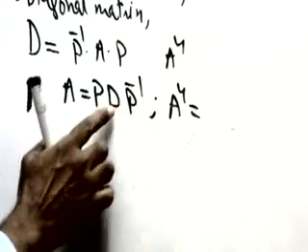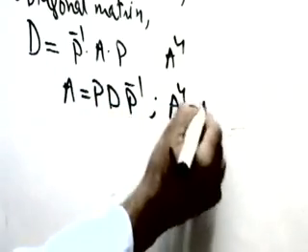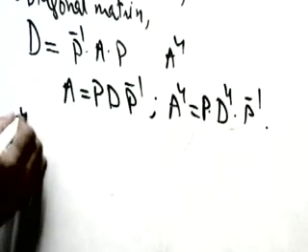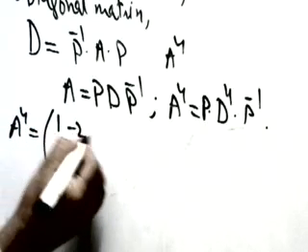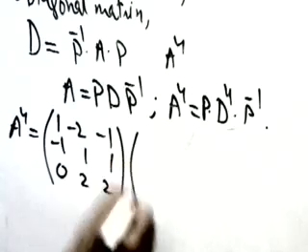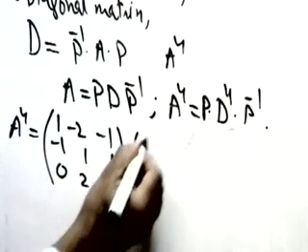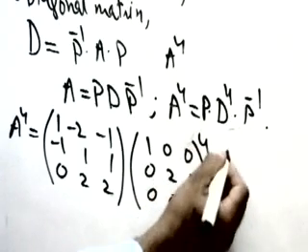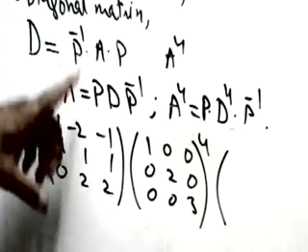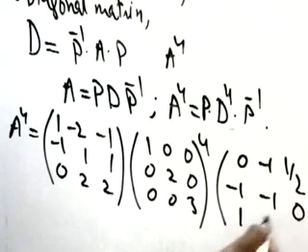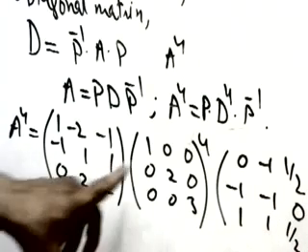So A power 4 means you have to write D power 4. You write this as it is: P into D power 4 into P inverse. So A power 4 equals P. We already got P: 1 minus 2 minus 1, minus 1 1 1, 0 2 2. This is P into D. D we got 1 0 0, 0 2 0, 0 0 3, to the power 4, into P inverse. Now what is the value of P inverse? We got this here: 0 minus 1 1 by 2, minus 1 minus 1 0, 1 1 1 by 2.